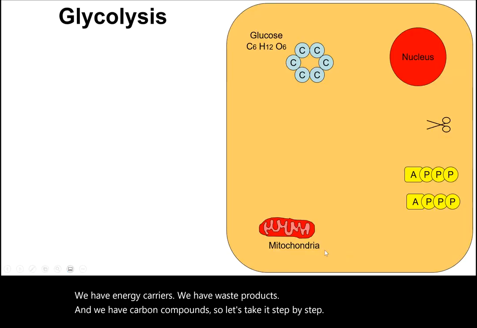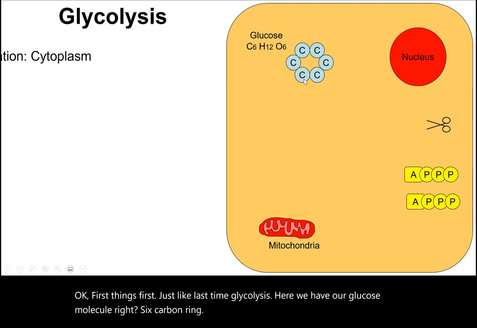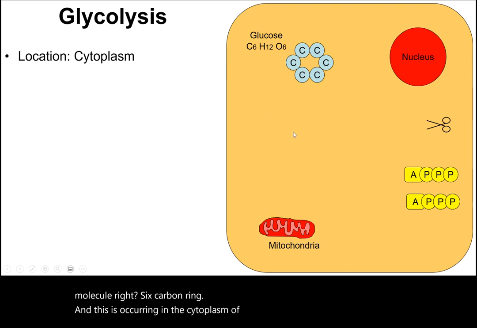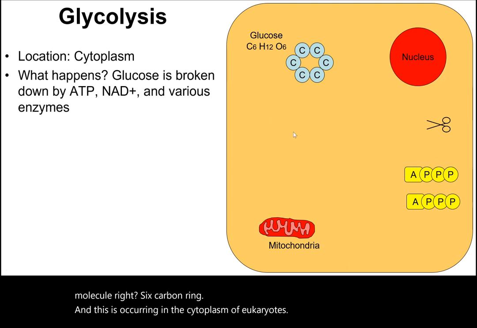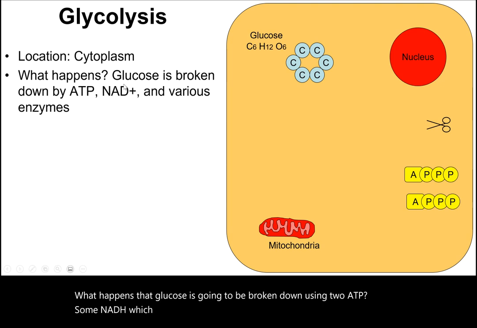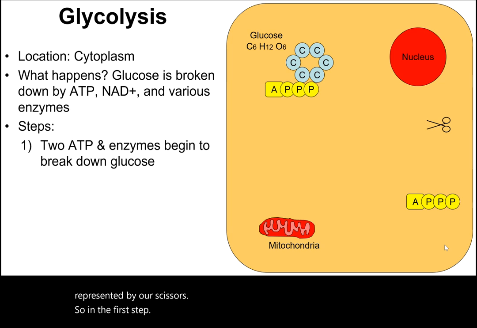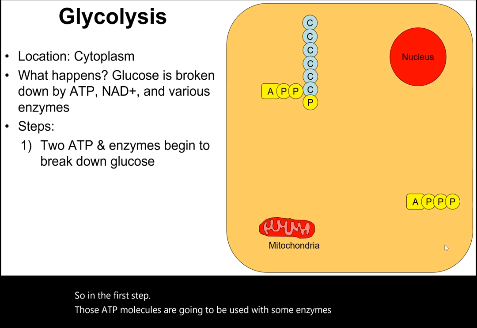Okay, first things first, just like last time, glycolysis. Here we have our glucose molecule, right? 6-carbon ring. And this is occurring in the cytoplasm of eukaryotes. What happens? That glucose is going to be broken down using 2 ATP, some NADH, which is an energy carrier molecule, and some enzymes represented by our scissors. So in the first step, those ATP molecules are going to be used with some enzymes to break that carbon molecule.